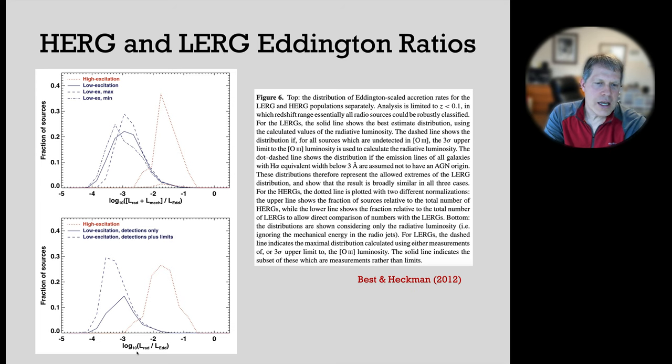And if you look at the radiative power compared to the expected Eddington limit for these systems, you see the high excitation systems have higher Eddington ratios in general, whereas the low excitation systems have lower Eddington ratios in general. And the same thing here when you compare that ratio, adding in mechanical power associated with the jet, some estimate of that.